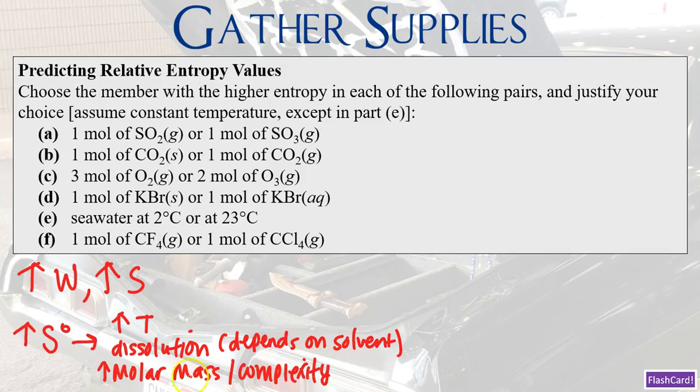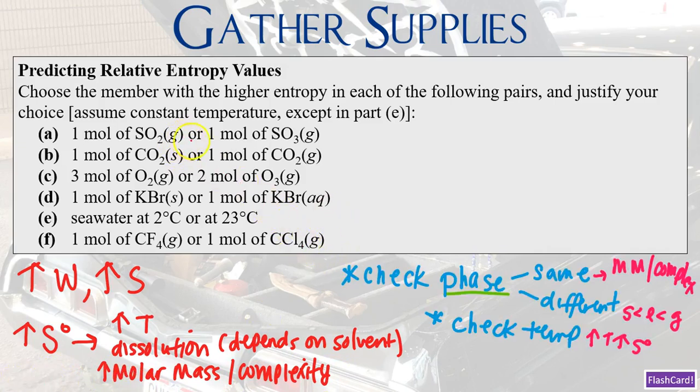But of course, when you're talking about molar mass and complexity of substances, you need to make sure they're all in the same phase. Since they're asking me to choose the member with the higher entropy in all of these pairs from A through F, the first thing I'm going to do is check the phase. If they're in the same phase, I'm going to compare them based on molar mass and complexity. If they're in different phases, I'm going to compare them based on whether or not they're a solid, liquid, and gas, with the gas phase being the higher entropy. If they're going to be based on temperature, I'm going to be going off of an increase in temperature is going to mean an increase in standard entropy, for example.